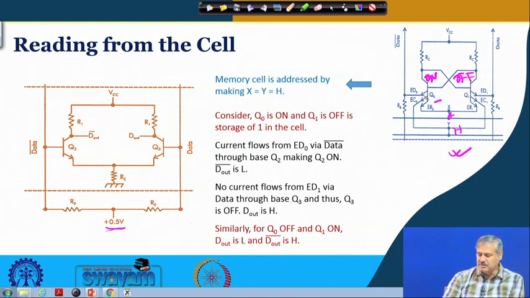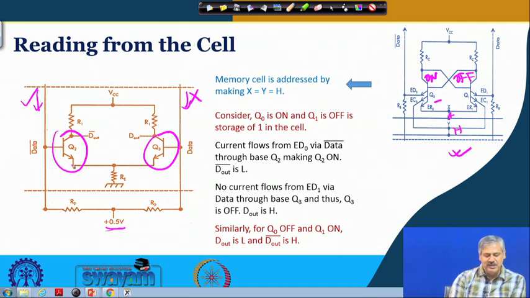Now this transistor is on, so from this emitter the current will flow in this direction, and this other transistor is off, so no current is flowing in this direction. Through ED1 no current is flowing because this transistor is off. Is it clear? Now this current that is flowing passes through Q2, so Q2 will become on, and Q3 has no current flowing, so Q3 will be off. When Q2 is on, D out will be low. So this will be low and this will be high.